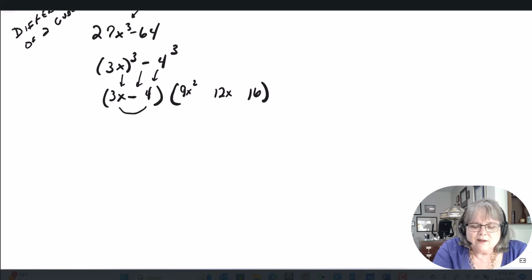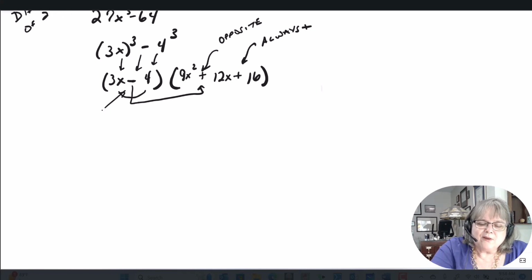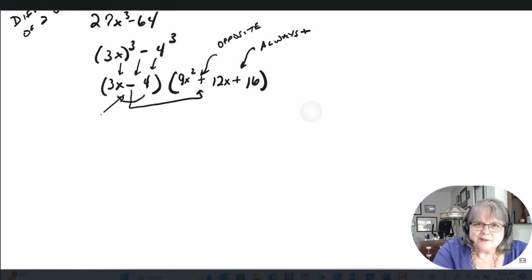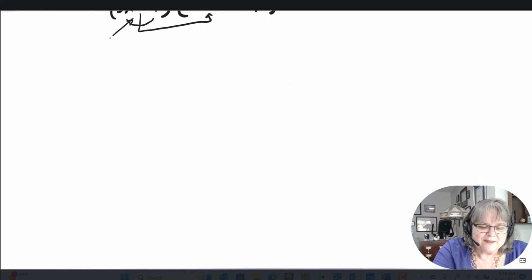So take the term in the front, square it, put it in the front. Take the term in the back, square it, put it in the back. Front times the back goes in the middle. Whatever this sign is right here, this one is the opposite. This sign is always positive. You may have heard it in your past life as somebody called it same, opposite, always positive. All right, let's do another one.